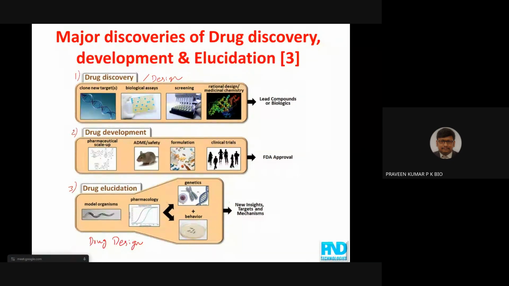And later it can be formulated into tablets, capsules, syrups, ointments based on what applications we make. And then obviously whatever applications and formulations we bring, we have to try with the clinical trials, phase 1 to 3, and then phase 4 is linked with the FDA approval and post-marketing surveillance.